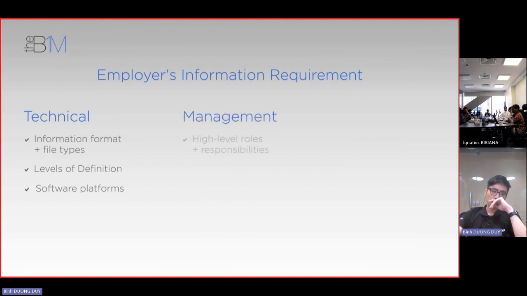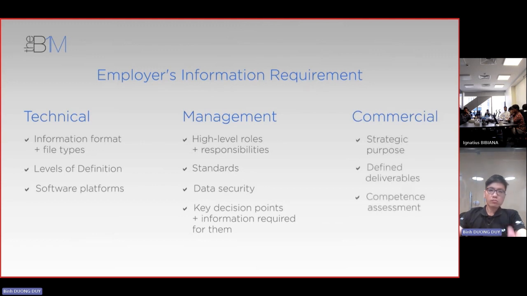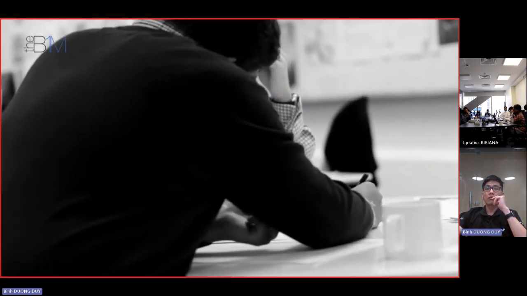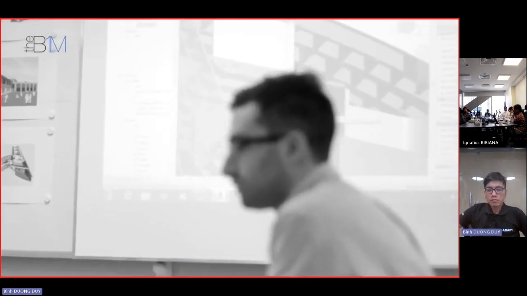Management will detail high-level roles and responsibilities, standards, data security, the key decision points, and the information to be available at each one. Commercial will include details on the client's strategic purpose, the defined deliverables, and a competence assessment for those looking to tender the project and demonstrate their ability to deliver the requirements of the EIR. The amount of detail within an EIR will depend to an extent on the organisation procuring the built asset and the complexity of that project.